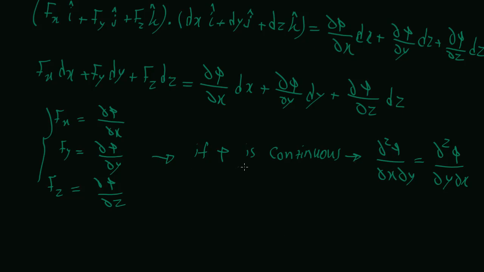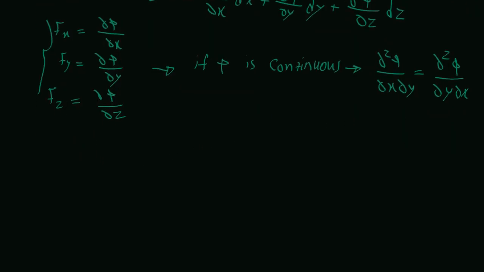So if phi is continuous, then the order of the derivatives doesn't matter, and we can use this property to take derivatives of these equations. I can take the derivative with respect to y from both sides of this equation. So the derivative of Fx with respect to y is equal to the second derivative of phi. This was the first derivative, and now we have the second derivative here.